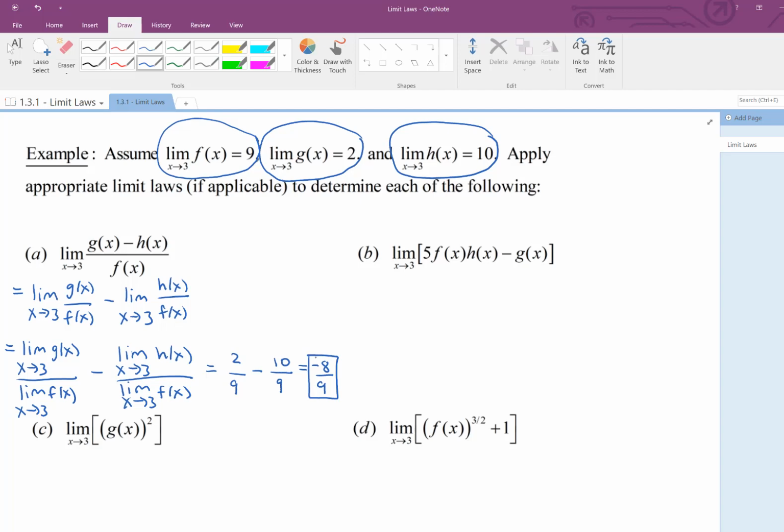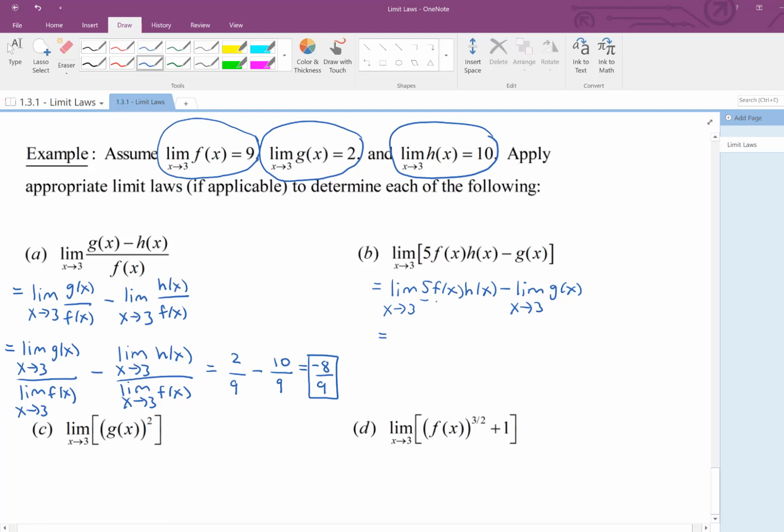Let's go ahead and finish off. Let's find the rest of these limits. How about limit as x goes to 3 of 5 times f of x times h of x minus g of x? Here, product, difference, and then also constant multiplier. So we'll apply our rules. Again, in this case, it's going to be limit as x goes to 3 of f of x times 5 times h of x minus limit as x goes to 3 of g of x. So right there I did my difference law, split it up into a difference.